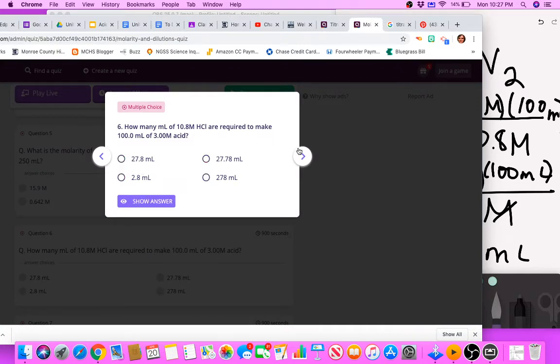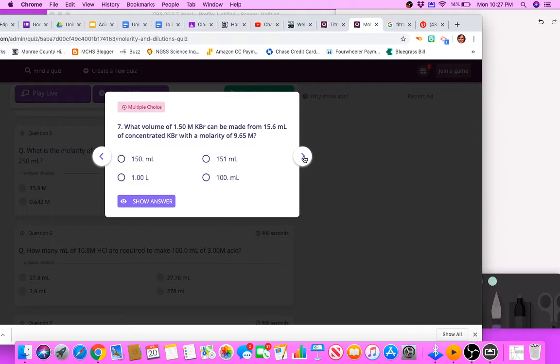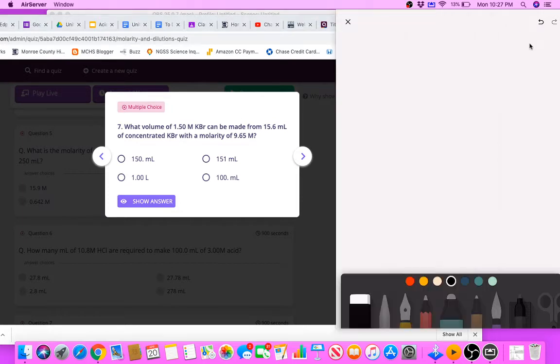Let's go ahead and look at another one then. Let me clear all this. This one is, what volume of 1.50 molar KBr can be made from 15.6 milliliters of concentrated KBr with a molarity of 9.65 molar. Again, we're using molarity and volume here, so I'm going to write my formula, M1V1 equals M2V2.